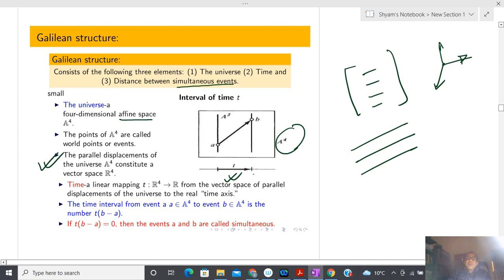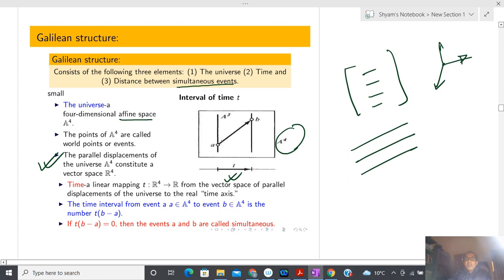Okay, for the time being you can believe me: parallel displacement in this universe is going to form some kind of vector space. And you know that if I am in a vector space, then I can manipulate anything. From here, if you are able to manipulate anything, then whenever I have a space and I want some kind of parallel displacement, whatever law I formulate becomes relevant.